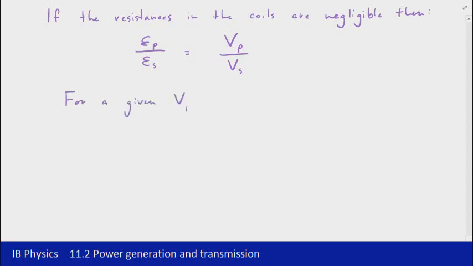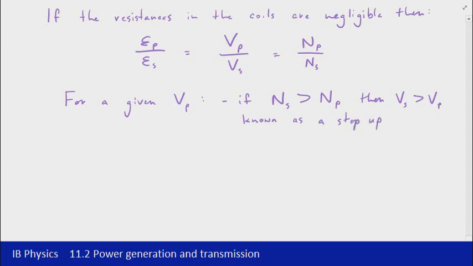If we then have a given peak value Vp, and considering that that would also be equal to Np over Ns, we can then say that if Ns, the number of turns in the secondary coil, is greater than the number of turns in the primary coil, then the potential difference across the secondary coil will be greater than the potential difference across the primary coil. This is known as a step-up transformer, because it's taking that input potential difference and increasing it.